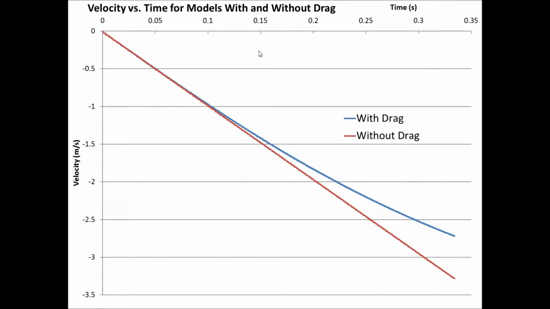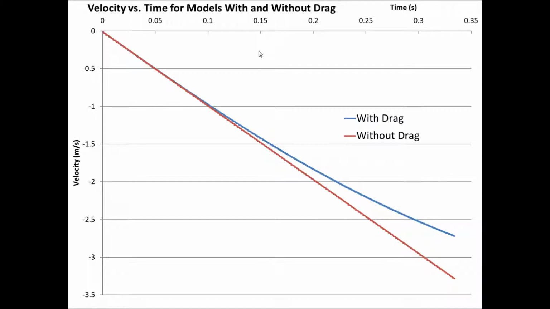This graph shows the calculated velocity versus time points for the models with and without drag. This is actually the derivative of the previous graph. The velocity of the model without drag increases in the negative direction at a constant rate. The velocity of the model with drag does not increase in the negative direction at a constant rate, and over time the magnitude of the velocity increases less. The magnitude of the acceleration decreases.